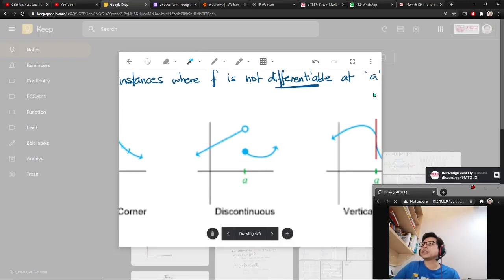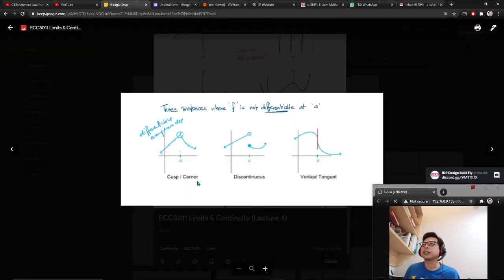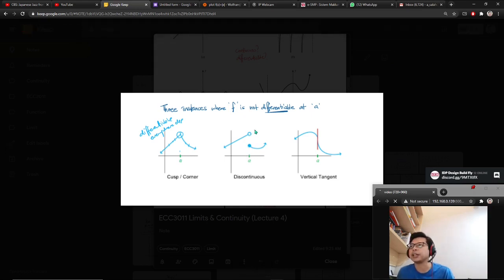Whenever there's a discontinuity, like here, there's a gap, there's a jump, you can say that function is not differentiable at point A because there's a gap. So if you want to find the derivative of this function at point A, you won't be able to. Another thing is when you have what we call a vertical tangent. It's a straight line, a tangent where the slope is infinity. When the slope is infinity like that, the function is not differentiable at that point. It's differentiable everywhere else but not that point.